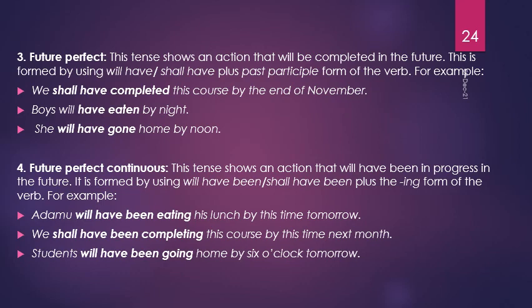Future perfect continuous. This tense shows an action that will have been in progress in the future. It is formed by using will have been or shall have been plus the ing form of the verb. For example, Adamu will have been eating his lunch by this time tomorrow. Students will have been going home by 6 o'clock tomorrow.